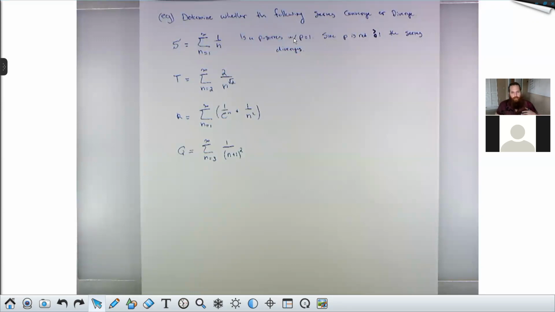In other words, just like P integrals formed a really nice basis for comparison with improper integrals, P series form a nice basis for comparison with infinite series. So it's a large family of series about which we know everything. So they're really good to compare other series to. And I'll give you the comparison test next week. But for now, we just want to get comfy with these. All right, what about T?